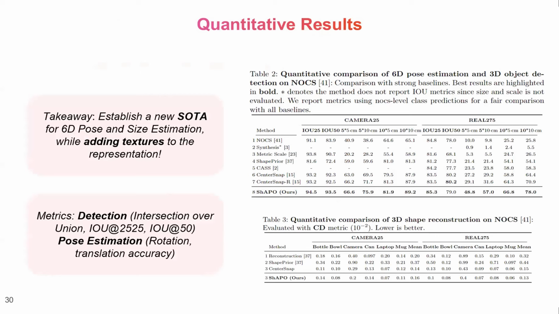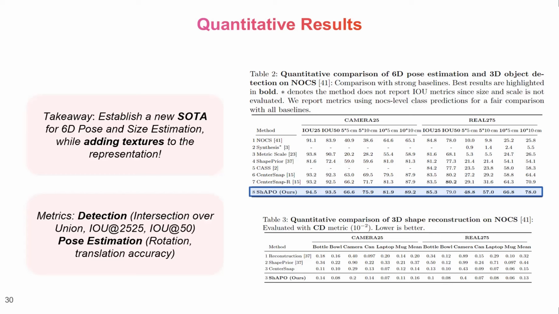We again measure IOU for detection as well as rotation and translation accuracy for pose estimation. And we show that we can outperform all the baselines, which are again two-stage approaches. And we train a single model per category, whereas all the other approaches train multiple models per category. Now, this is again a very interesting result since our technique doesn't require knowledge of the objects beforehand. It's simply a categorical model, whereas other techniques really require segmented object classes or labels beforehand.